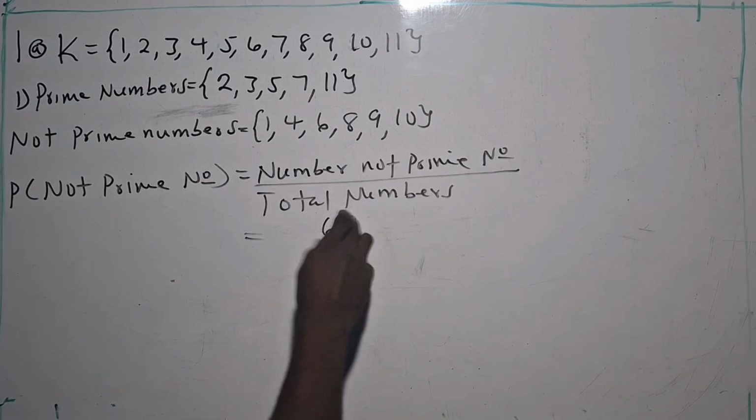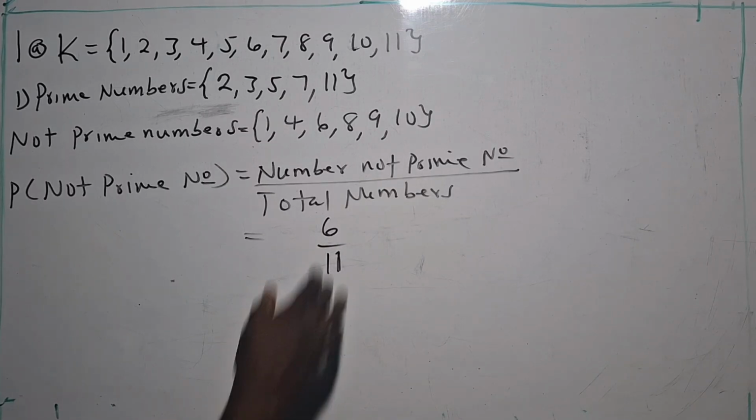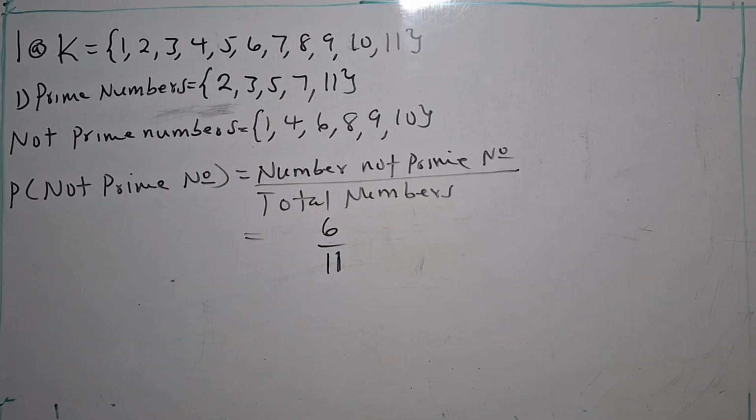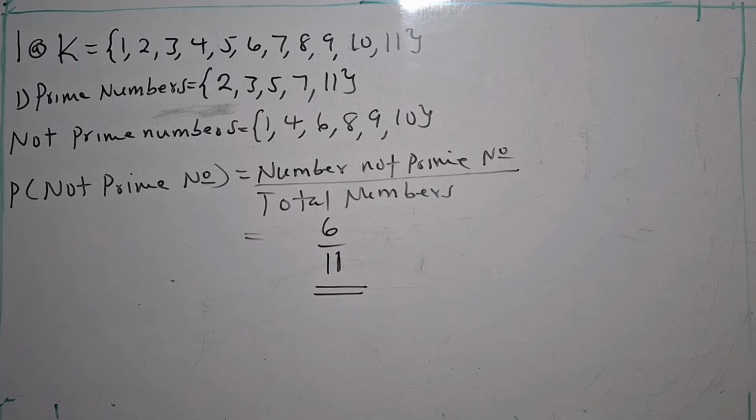In probability, you need to simplify the numbers if you can. 6 and 11, there's no common number that can divide them. So the answer for question 1A is 6 out of 11. That's why I'm saying this was one of the easiest questions that students answered this year. So this is question 1A, and probability has been treated. Those who have watched the probability videos will be able to answer these questions easily.